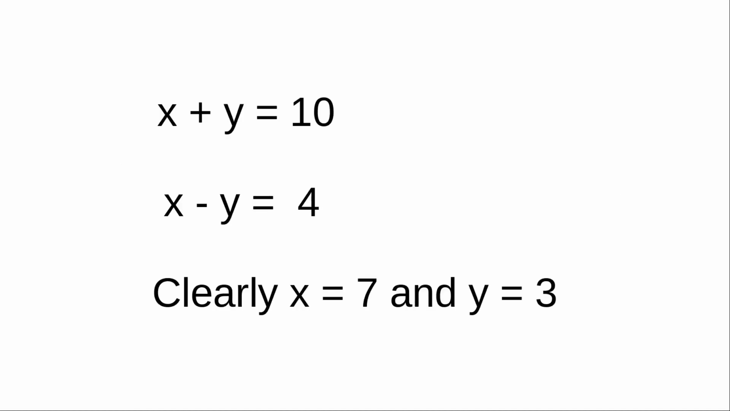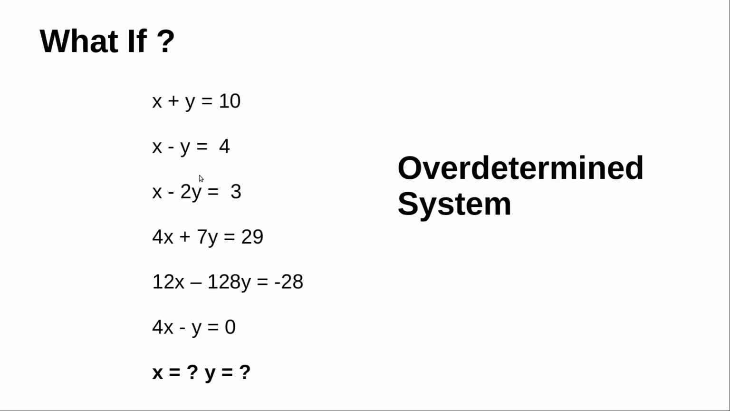Since I really want to explain it very clearly and very simply, let's talk about this one first of all. If we get two equations and two unknowns, we very simply solve it and we get x as 7 and y as 3. But what if we get two unknowns but many equations? What happens in this scenario?